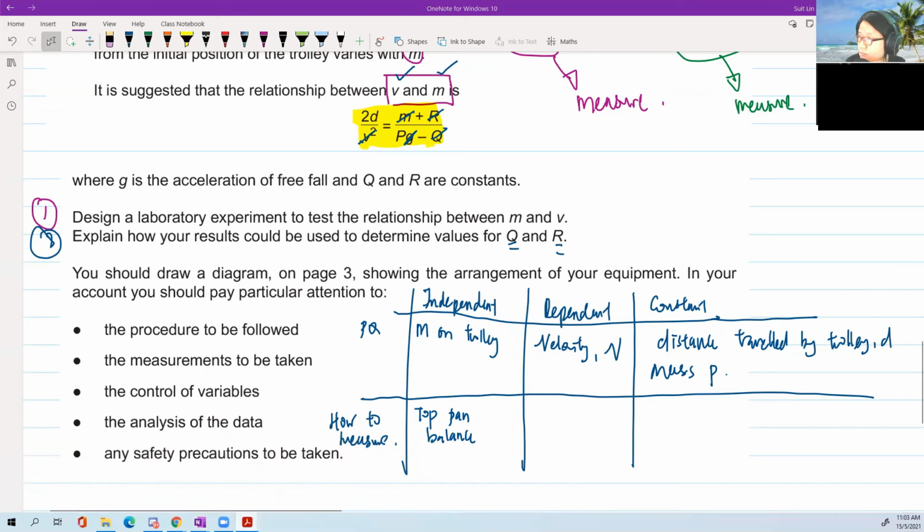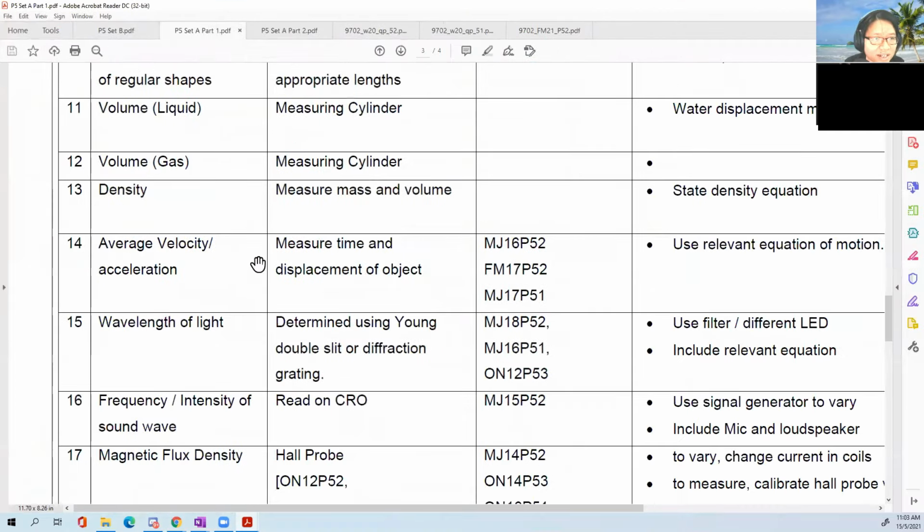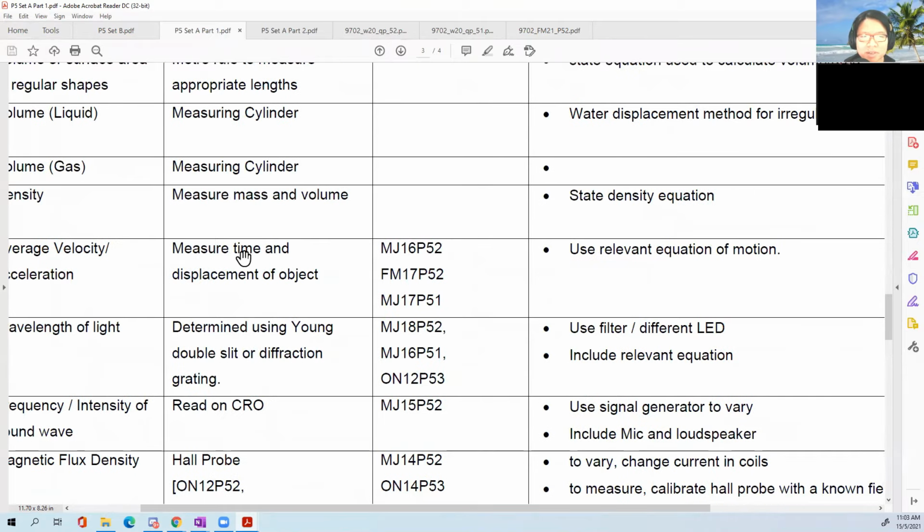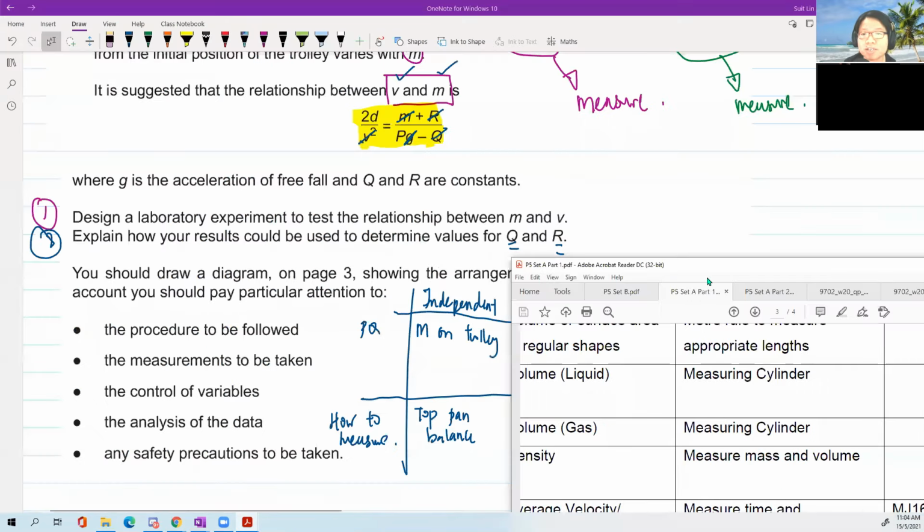So if you want to measure the velocity of something, what you could do, and you don't know, here's a handy dandy list to refer to. Average velocity or acceleration: you probably need to measure time and displacement of the object and use a relevant equation of motion. Okay, so this trolley is accelerating.